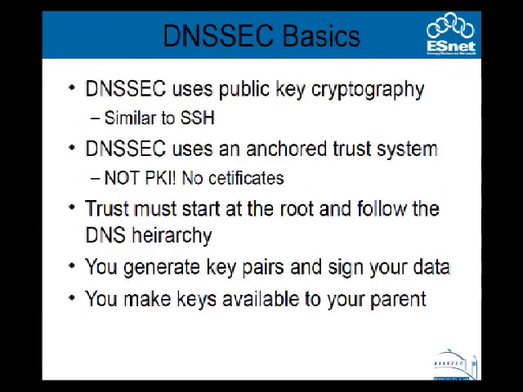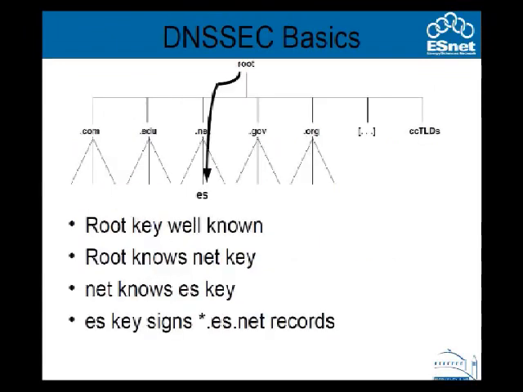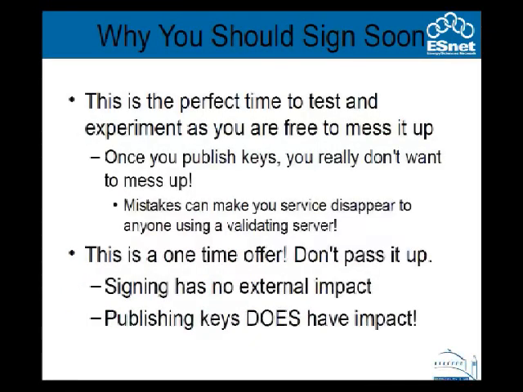Trust is designed to start at the root and follow the DNS hierarchy right down to where you are. I'm in es.net, so the root has the appropriate keys to confirm .net's identity. .net has the appropriate keys to confirm ES's identity. And so from that mechanism, they can validate that anything in es.net came from me and was not forged.